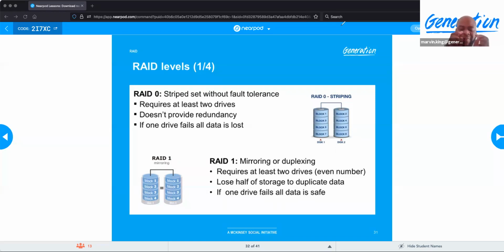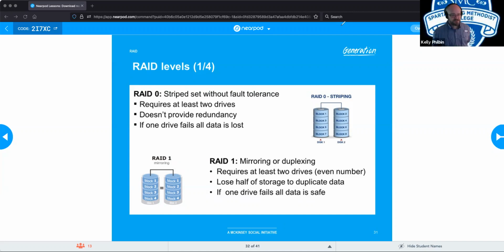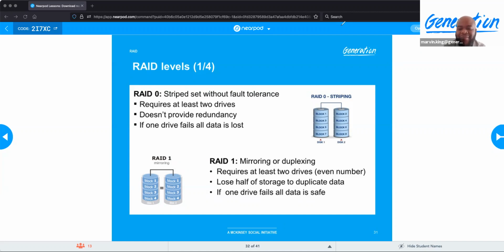But for the sake of what we're doing, CompTIA is not going to ask you that. You only need to know these 2, 3, and 4. That's what they want you to deal with. The minimum number of drives is the more important aspect of this.